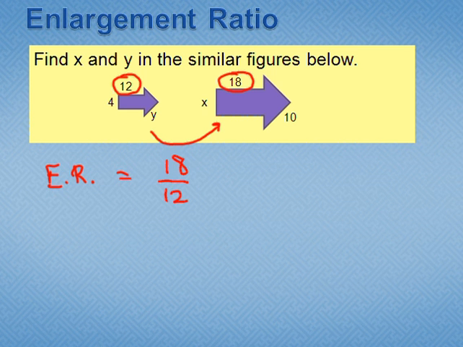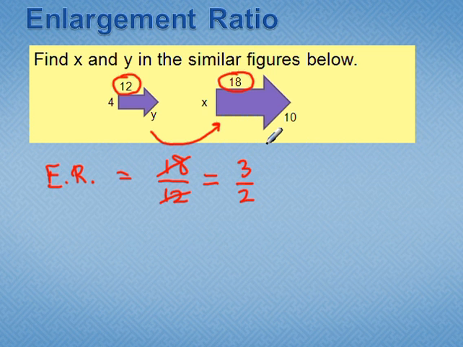If we had a calculator, we would just do decimals and it wouldn't be a problem. For us, there's no calculator, so let's reduce this. 18 and 12 can both be reduced by 6. So 18 divided by 6 is 3, and 12 divided by 6 is 2. So this is our enlargement ratio. It's 3/2, or 1.5 times bigger.